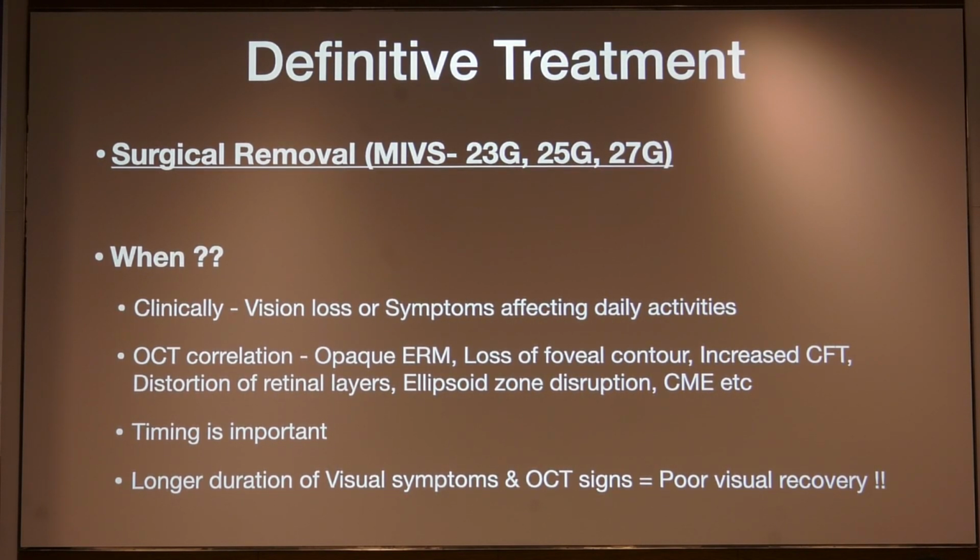We need to operate these patients when they are clinically symptomatic. It starts affecting their daily activity. And also an OCT correlation is important. Like I said, grade 3 and 4 are the ones. Features here would be an opaque ERM or maybe a loss of foveal contour. Ellipsoid zone disruption is a very important sign, increased foveal thickness, etc. Timing is also important because the longer the duration of visual symptoms and OCT signs, the poorer the visual recovery.